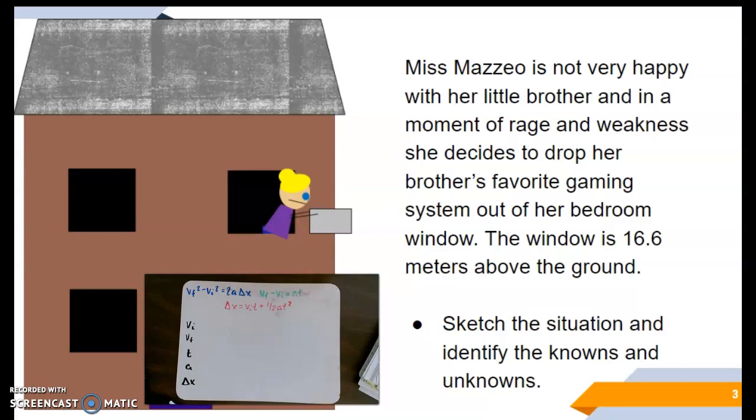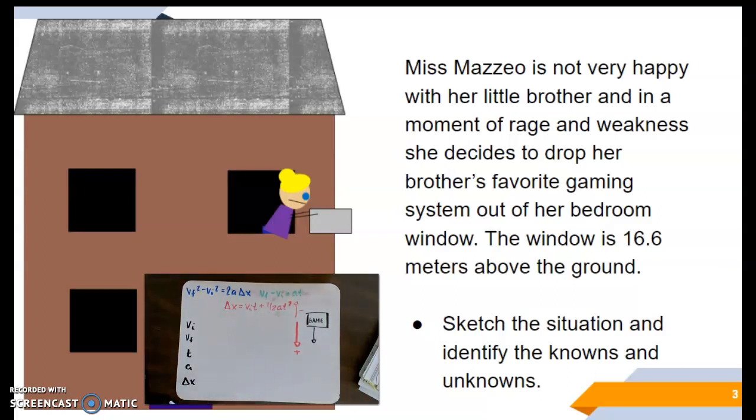So our first step, we always know we want to make a sketch. So I'm just going to draw a box to represent the gaming system, and I know that it is being dropped some distance. And part of our sketch is always to indicate which direction is positive and which direction is negative. Remember, it doesn't matter. You get to decide. Since I know the box is moving down, I think what will make my life a little bit easier is to say that down is the positive direction and up is negative.